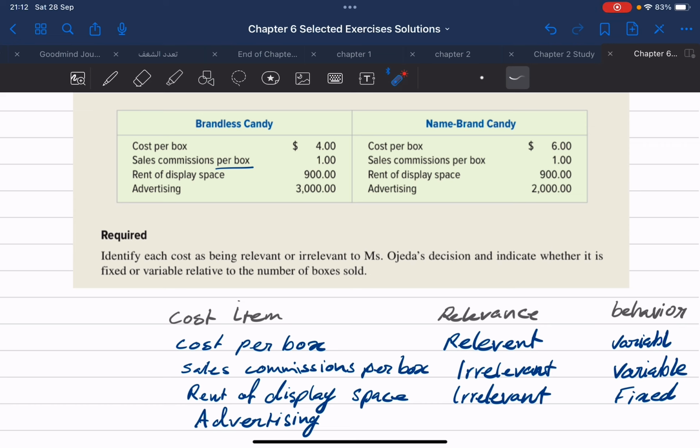Now, is this cost item relevant or not? Yes, absolutely it is relevant because it's different under both scenarios. So if Ms. Ojida decides to go for the name brand candy, she will avoid this specific cost. That's why we call it an avoidable cost. And she will have to pay only this cost, and vice versa. So that means this cost item is relevant.